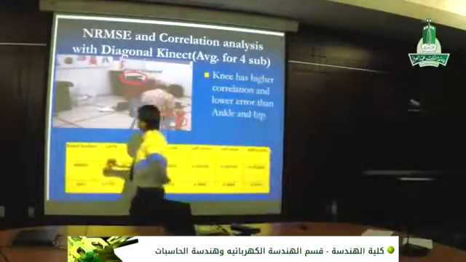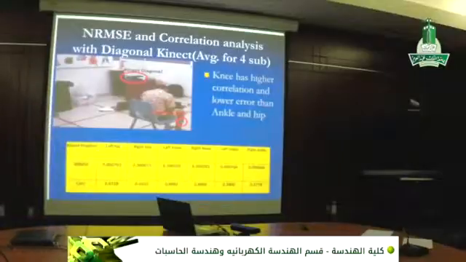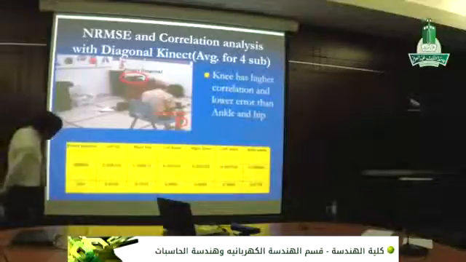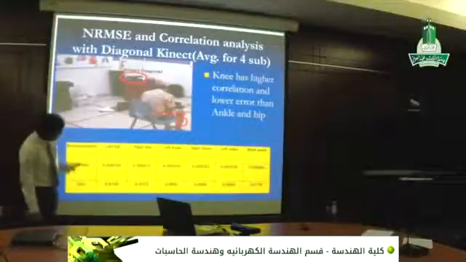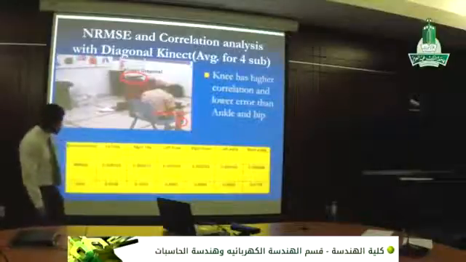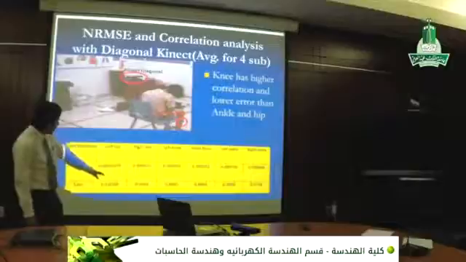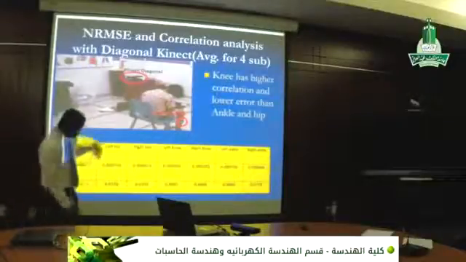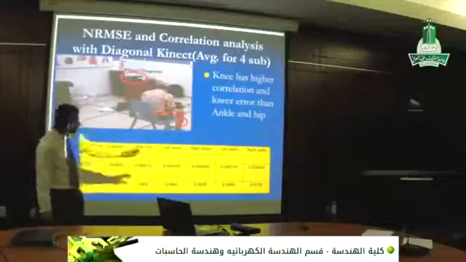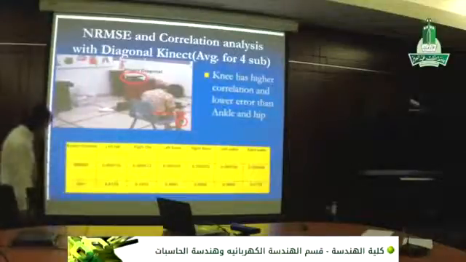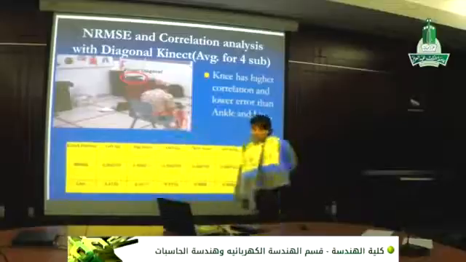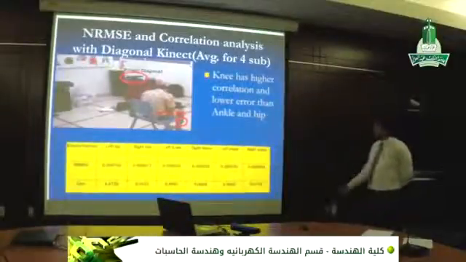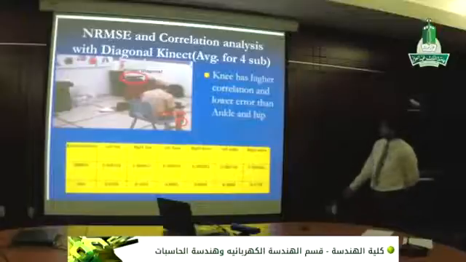This study for the diagonal Kinect came out of the blue while we were discussing and not moving anywhere forward with the front and side Kinect. Dr. Murphy said, why don't you try with the diagonal, let's see what happens with the values. After trying that, we found that the correlation values were very high for the knee and lower for the left hip and the right hip, and similarly for the left and right angles. The normalized root mean square error was also similar to the error we received from the front Kinect.